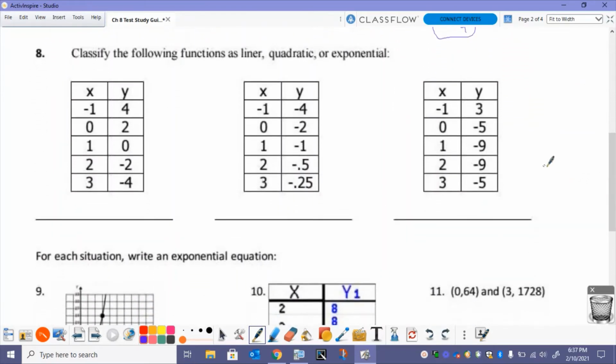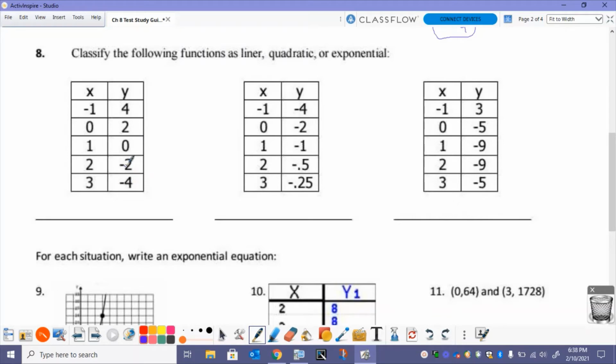All right, so number 8 tells us to classify the following functions as linear, quadratic, or exponential. So this is when you need to figure out if you find it with subtracting, and if you do find it with subtracting, do you find it with the first difference or the second difference, or do you find it by dividing? So when is the number the same? So we go 4, 2, 0, negative 2, negative 4. That's not a huge change, so let's just try subtracting.